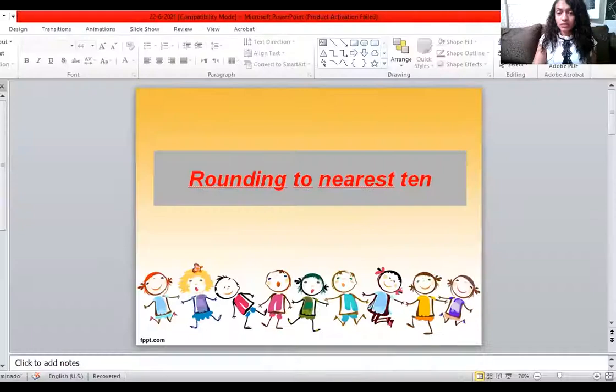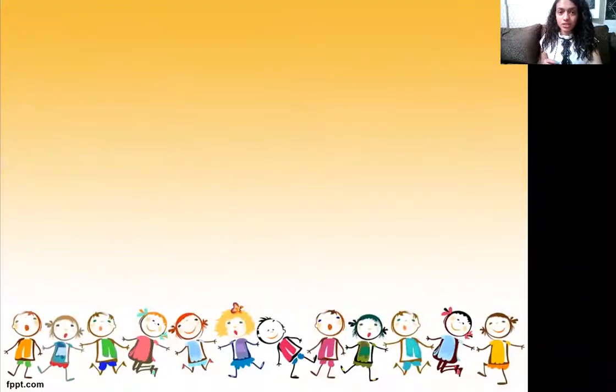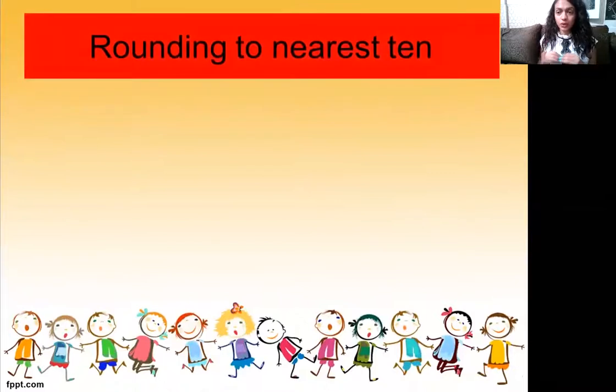Our lesson for today is called rounding to nearest 10. Again, it's called rounding to nearest 10. First, we have to know what the meaning of to nearest 10 is. To nearest 10 means the closest multiple of 10.